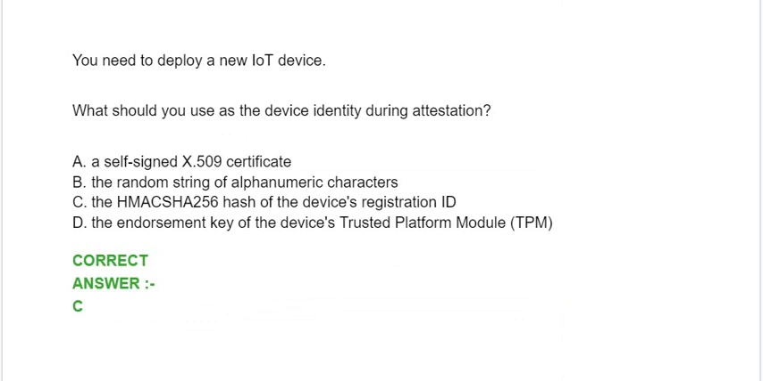Options are option A, a self-signed X.509 certificate. Option B, the random string of alphanumeric characters. Option C, the HMACSHA256 hash of the device's registration ID. Option D, the endorsement key of the device's Trusted Platform Module, TPM. Correct answer is option C, the HMACSHA256 hash of the device's registration ID.